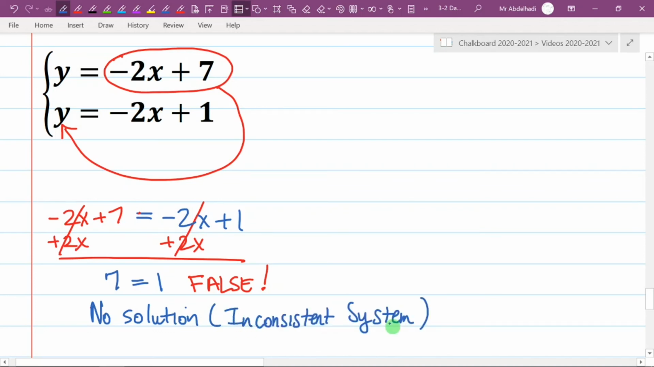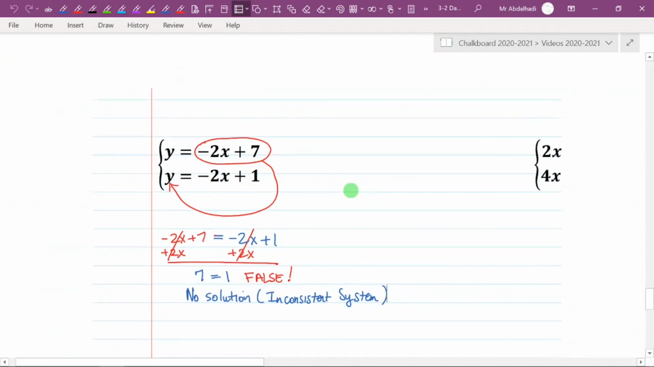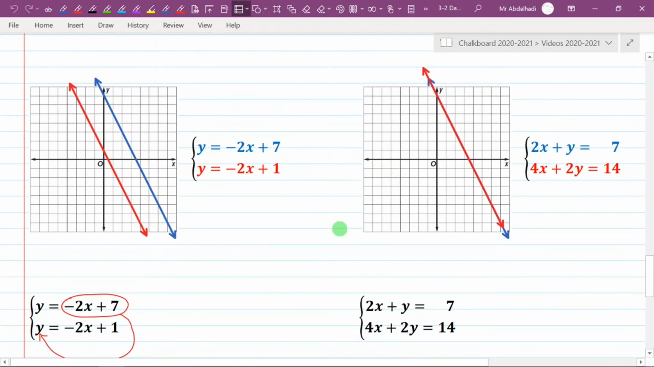So in either case, if you get to the point where you lose all of your x's and all of your y's, you have no letters left, just numbers, and the two numbers on either side of the equal sign don't match, that's impossible. And that means these never cross. And you can see graphically that's true. They never do cross, do they?